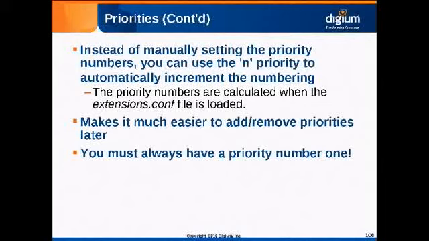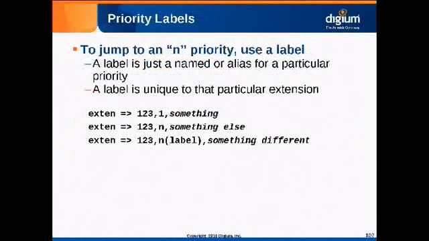We have to have an identifier or an alias for that particular line. And so the syntax we use is we put the n as the priority, and immediately after the n, we put parentheses and the name of a label that we can use to identify that particular priority.